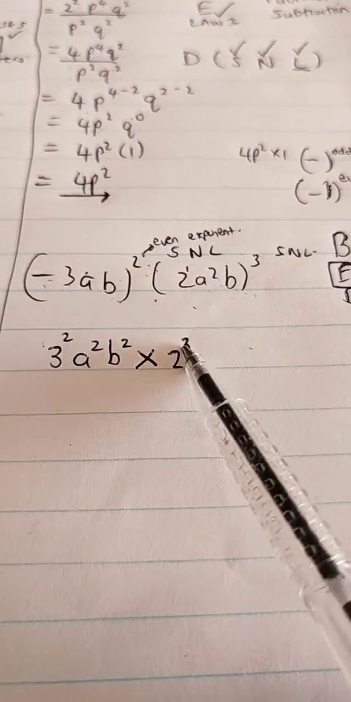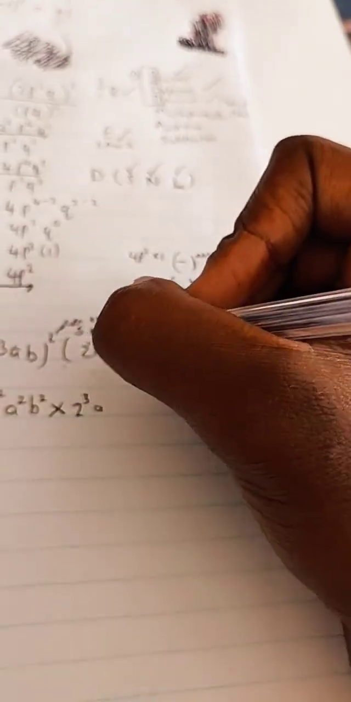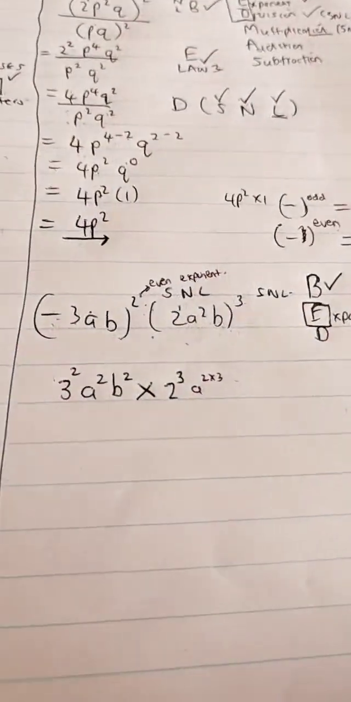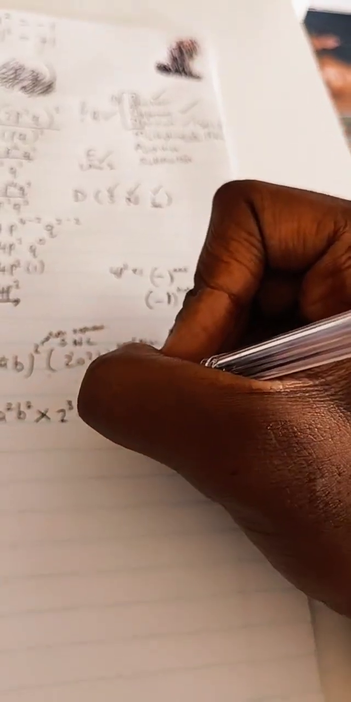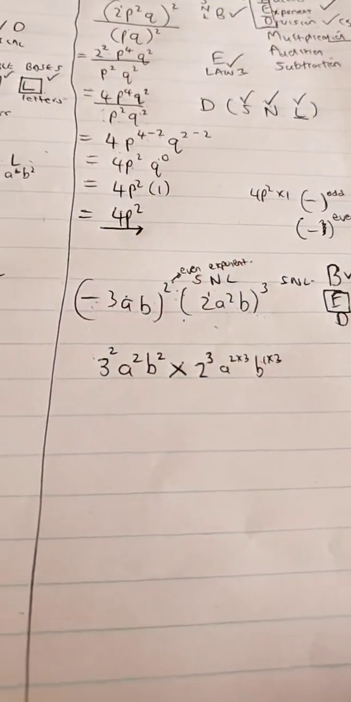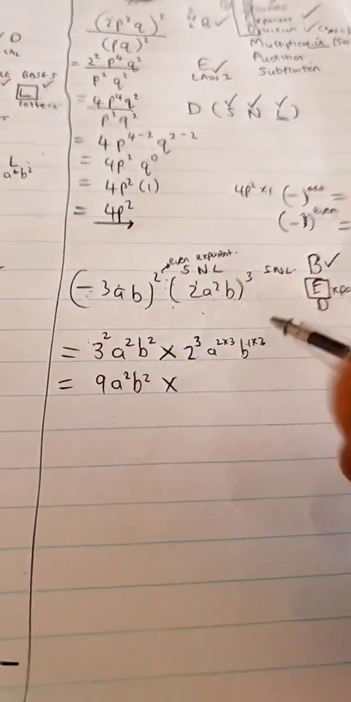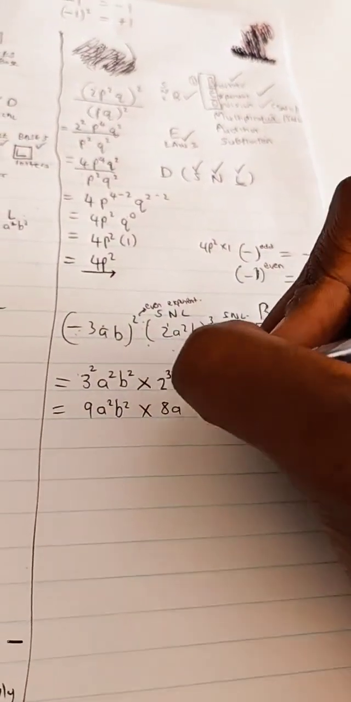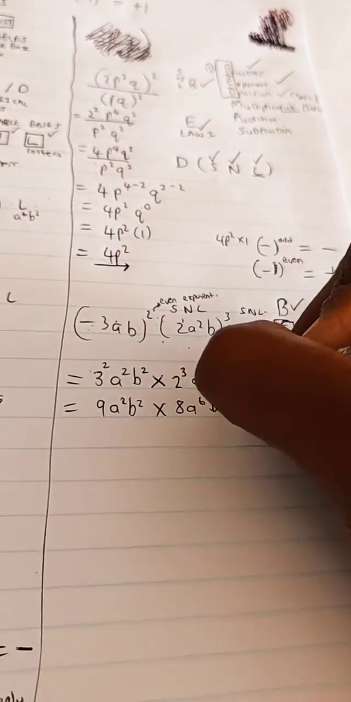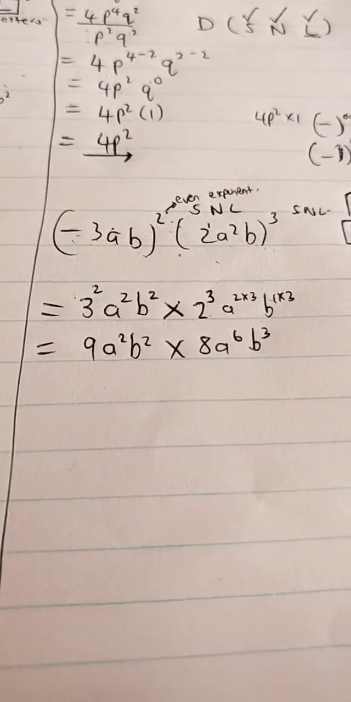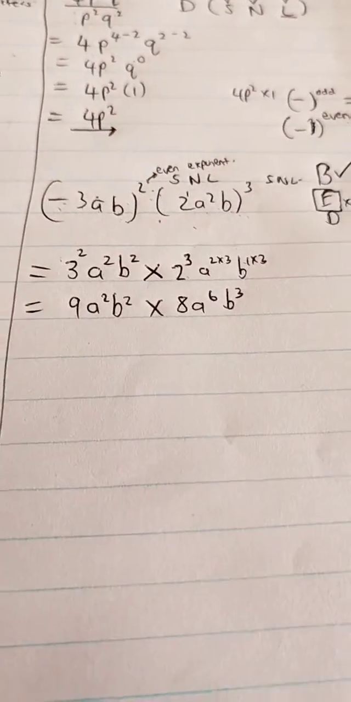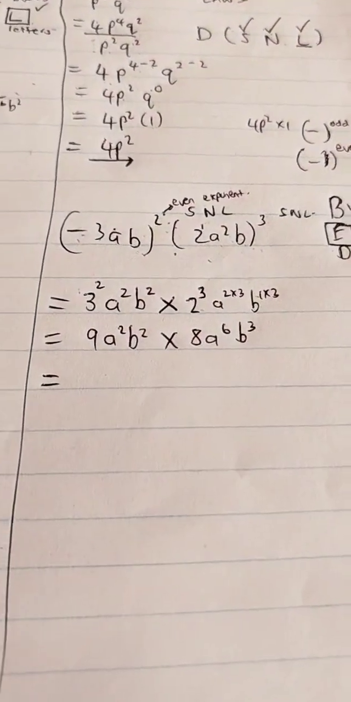2 to the power 1 times 3 is 3. a to the power 2 times 3. Let me just write it out there. Then b to the power 1 times 3. Okay? I hope you're understanding, guys. Then we have 9a squared b squared times 2 to the power 3, which is 8, a to the power 6, b to the power 3. Okay, so it's coming together very nicely, right? Then we finally wrap it up.